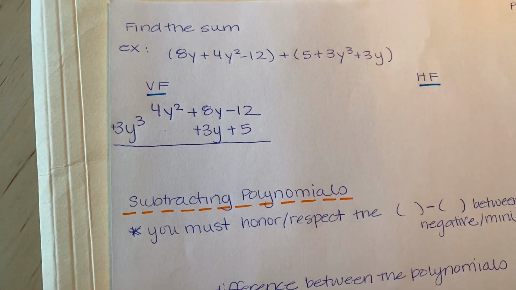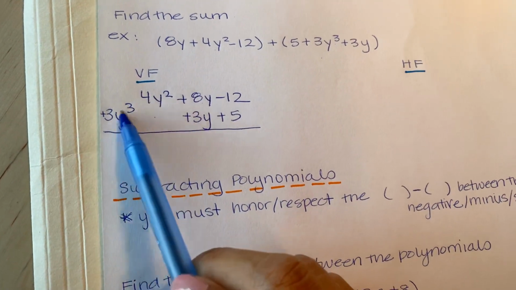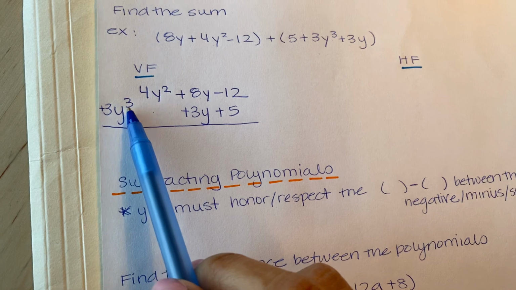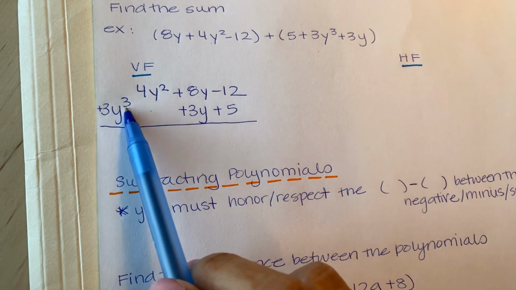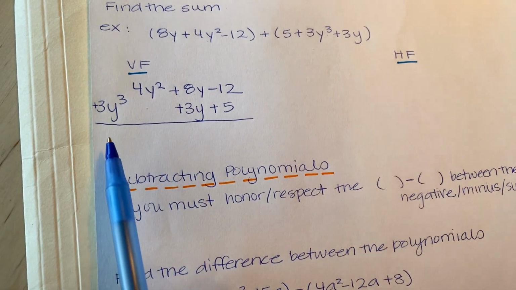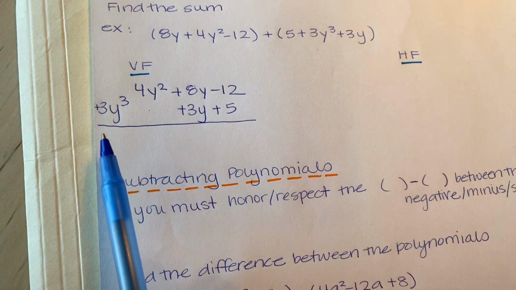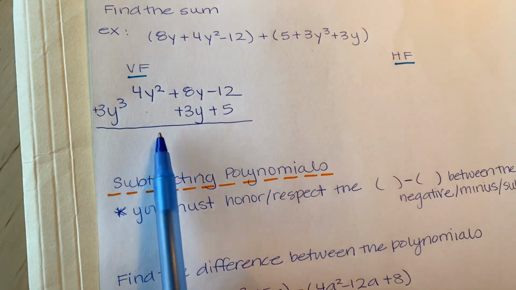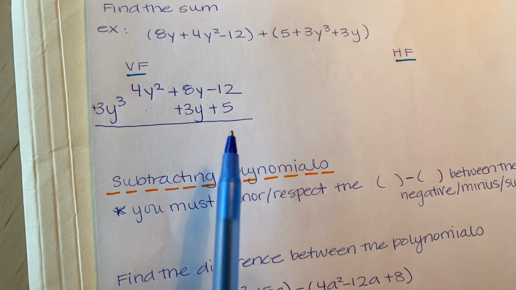Don't force it. Do not force these two to add together. They're not like terms. Remember, like terms have the same superscript, the same exponents. So our answer is going to have 4 terms. It's going to have a y to the third, y to the squared, y, and a constant.